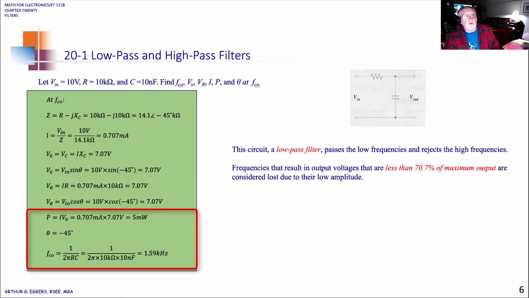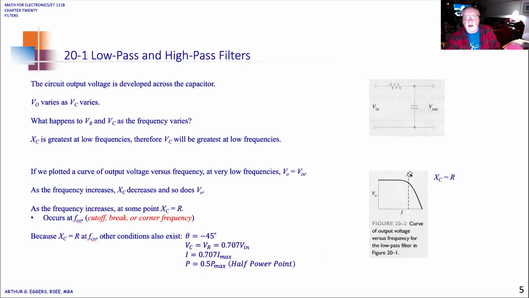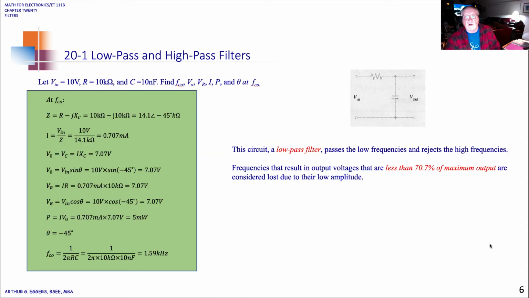And then using the values given, we can calculate the cutoff frequency. The cutoff frequency is defined by 1 divided by 2 pi RC. So in this case, 10 k ohms times 10 nanofarads times 2 pi, divided into 1, gives us a cutoff frequency of 1.59 kilohertz. And again, that's the point where we start to get our corner or our cutoff.